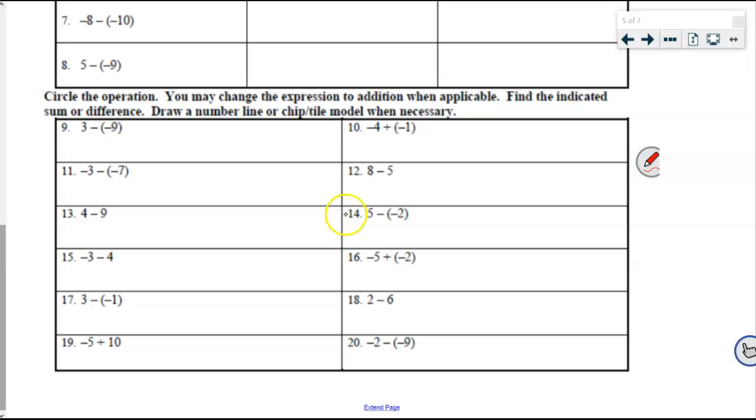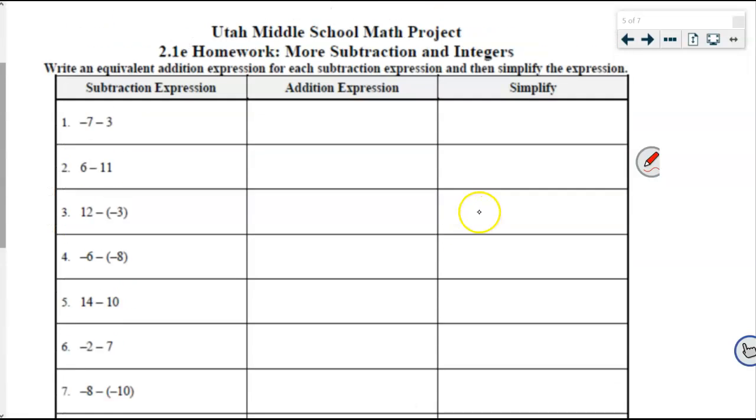The next set of problems is just like what we just barely finished. It just doesn't have quite as much space, but you're still doing the same thing. You can change your subtraction to addition. Subtracting a negative works like adding a positive, so you can make that change. And subtracting a positive works like adding a negative if you would like to make that change. You can still use number lines, you can still use chip tile models if you would like, but this is your homework.